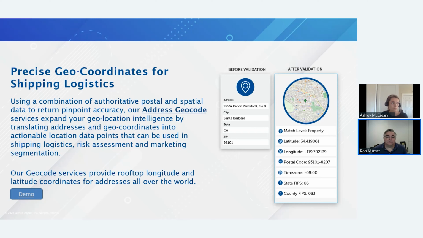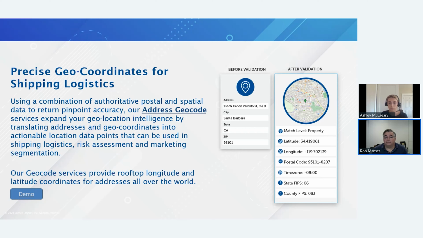It expands your geolocation intelligence by translating the addresses and geocoordinates into actionable location data points. A perfect example might be if you were using drone services to map out a farmer's field. These are specific data points that you could use. They can also be used in shipping, logistics, risk assessment, and marketing segmentation. Where it's possible, not all addresses arrive on a rooftop, for example, but where possible, we will give you the longitude and latitude for the rooftop all over the world.